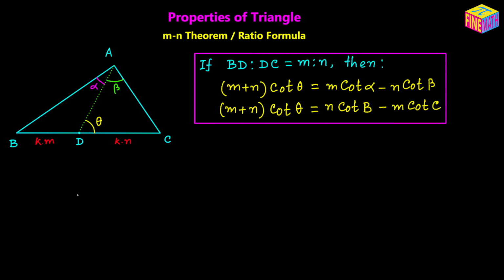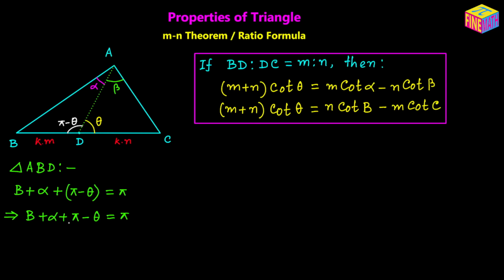If you look at the triangle ABD, the sum of the three angles would be equal to pi radian. That means angle ABD, which is the B angle, plus the angle BAD, which is alpha, plus the angle BDA, which is actually pi minus theta, and this sum is equal to pi radian. If we remove the parenthesis, we get B plus alpha plus pi minus theta is equal to pi, and the pi on both sides will cancel out, and from here we can keep B on the left hand side. So B will be equal to theta minus alpha.